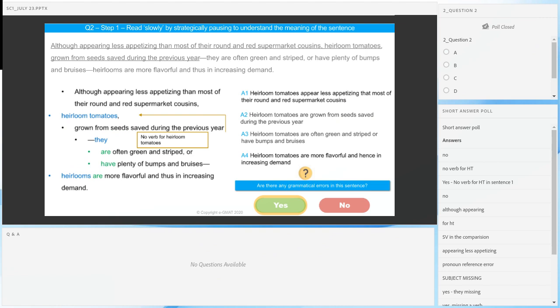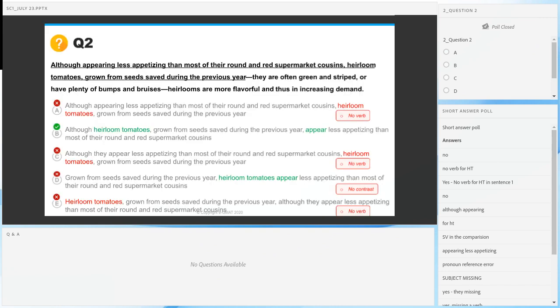So this subject heirloom tomatoes does not have a verb, and that's the problem with choice A. We see the same error being repeated with choice C. Choice E also repeats the same error. Interestingly, choice D does not have the grammatical error, but it has the meaning error. Why? Because there is no contrast anymore in the sentence.